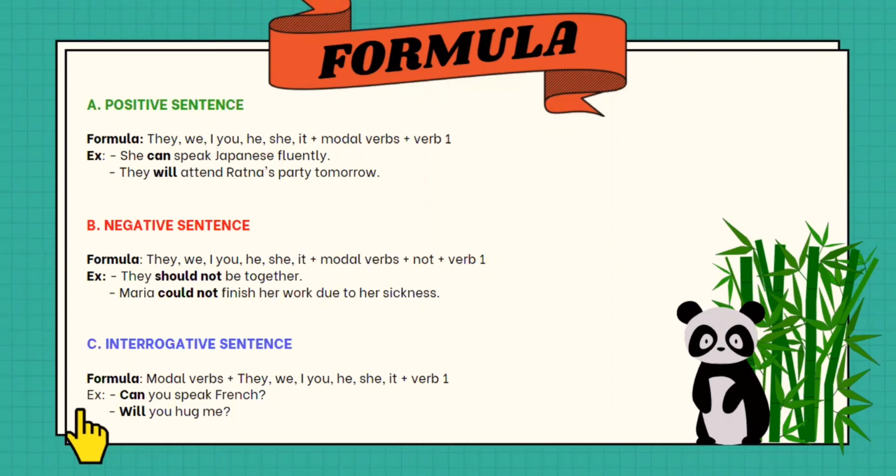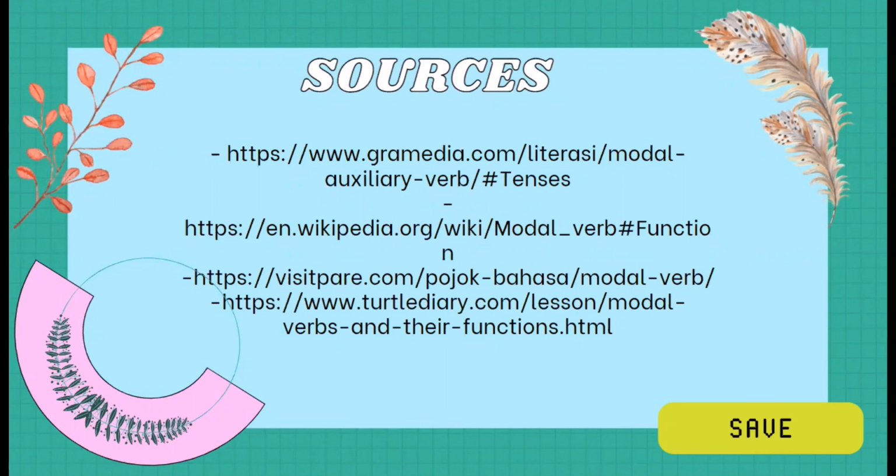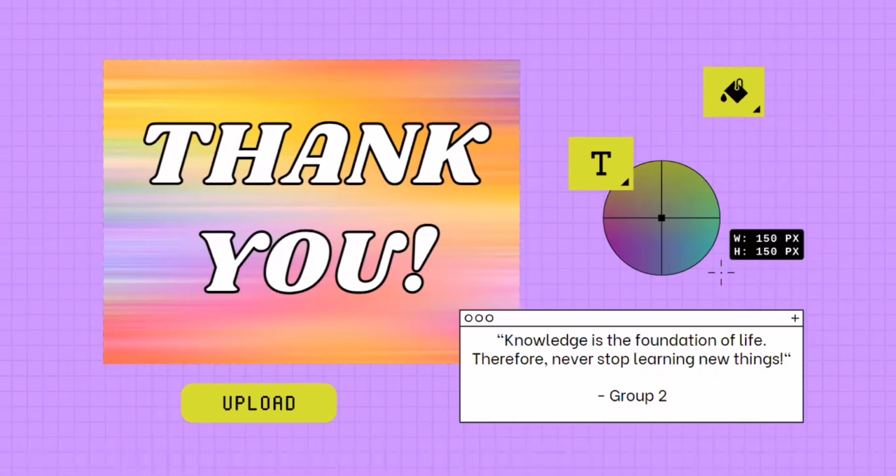C. Interrogative sentence formula. Modal verbs plus they, we, I, you, he, she, it, plus verb 1. Example, can you speak French? Will you hug me? These are the sources of our presentation.